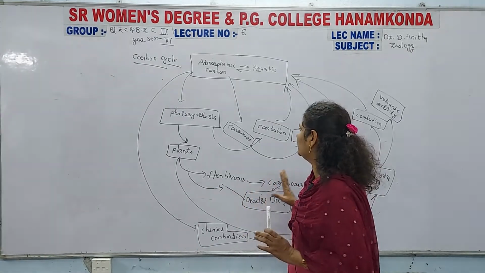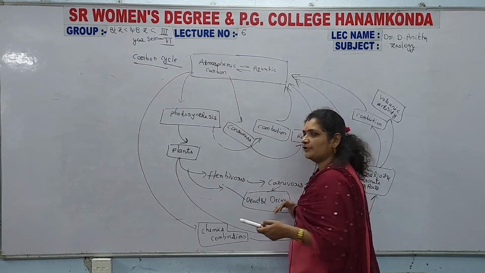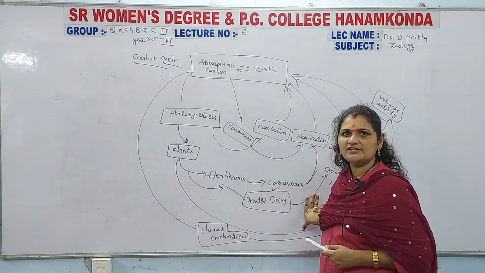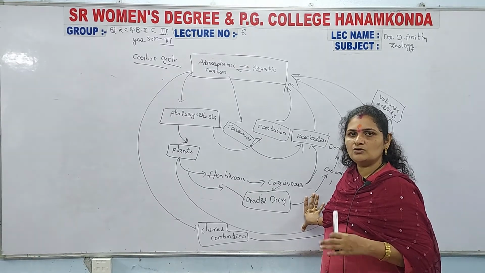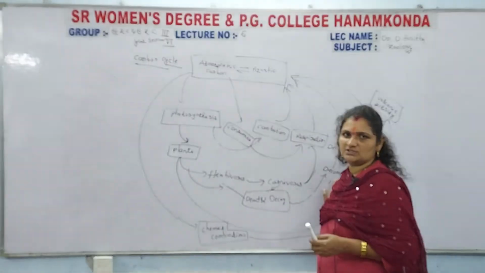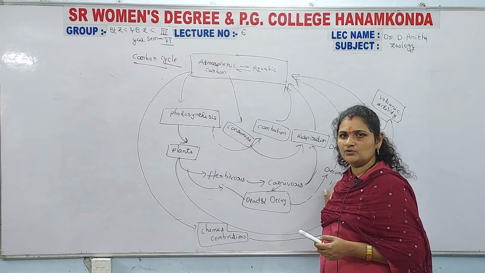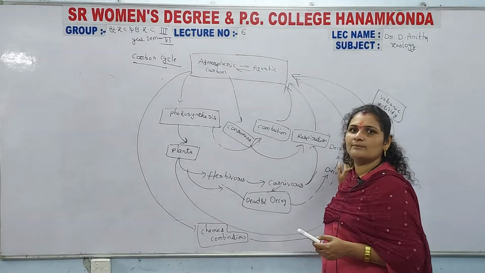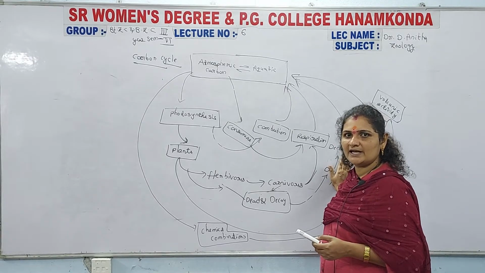In another form, the plants, herbivores and carnivores are all going to die. After completion of their lifespan, all the organisms die. Those dead and decaying organic matter are acted on by the decomposers. Decomposing bacteria are there. By the effect of decomposers, the process of decomposition happens. The decomposers decompose the dead and decaying organic matter.